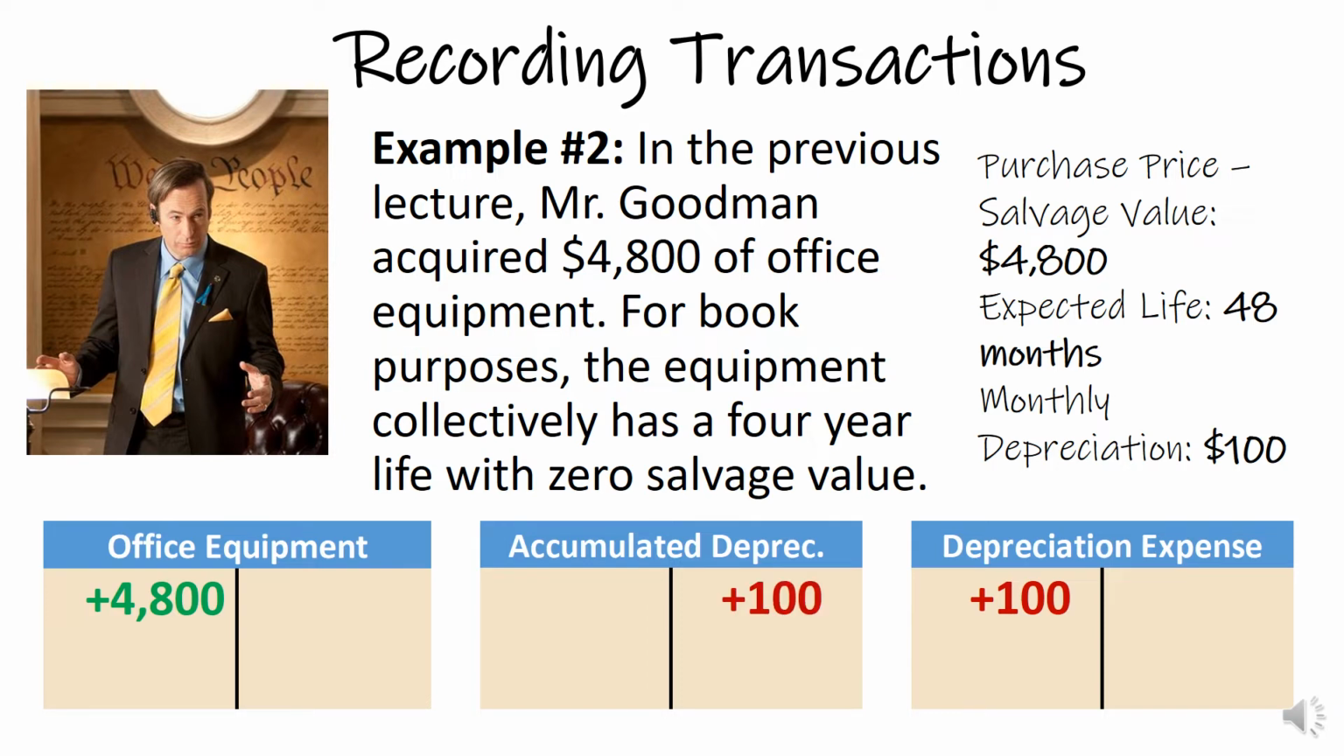Likewise, we reflect the use of the asset in a contra account called accumulated depreciation. This allows us to keep track of the equipment on our books for what we paid for it, but also keep track of this contra account that shows how much of the asset has already been used.